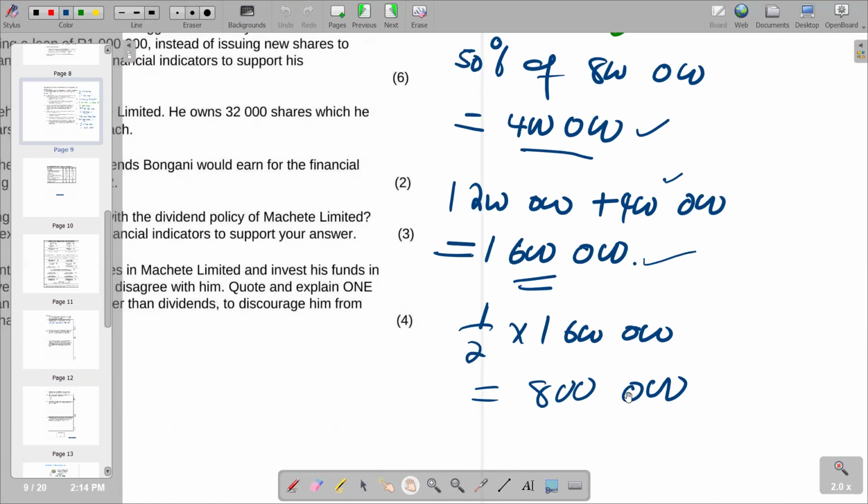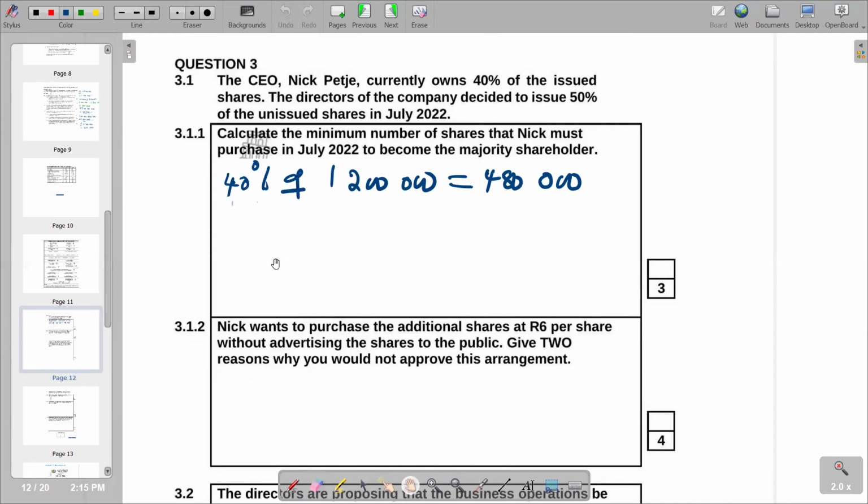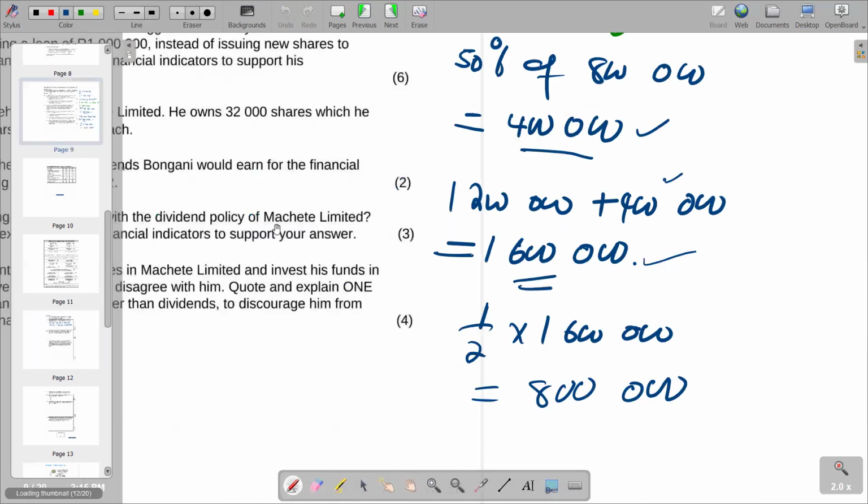So out of 800,000, Nick already owns the figure that we calculated here, which is 480,000. So we now need the difference between what is supposed to be the level of shares to be the majority shareholder, and the current level of shares of Nick. So we say 800,000, and then from 800,000 we subtract 480,000. If you subtract, 320,000 is the minimum that is supposed to be issued to Nick, so that Nick becomes the majority shareholder.